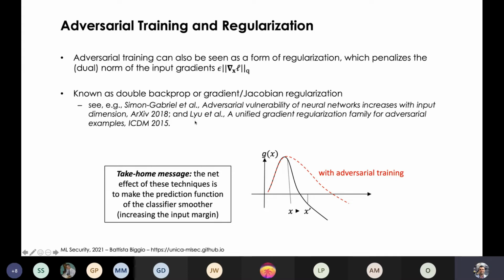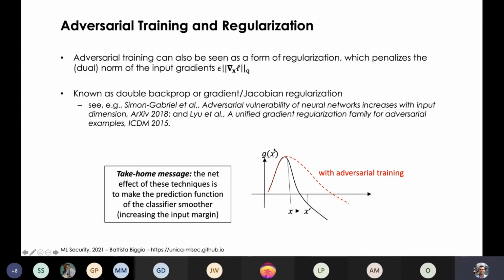The first one that I read back in time was this one from 2015, where they already discuss gradient regularization to prevent adversarial attacks. So this kind of penalty here. This was already known back in the 80s or the 90s as double backpropagation. But it was used for other reasons, not to prevent adversarial attacks. Eventually, what these techniques achieve is just improving the smoothness of the function.